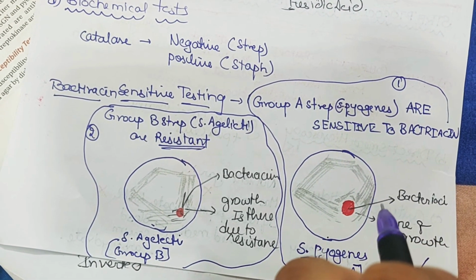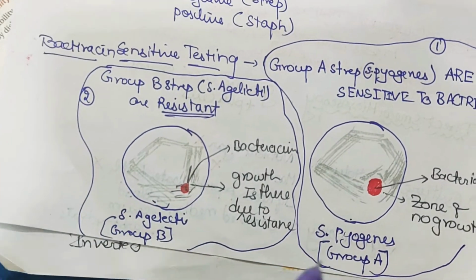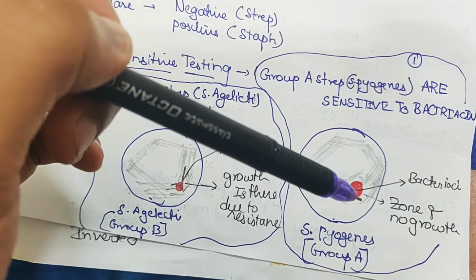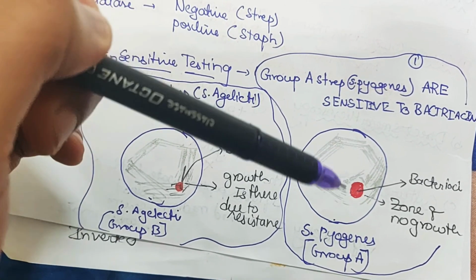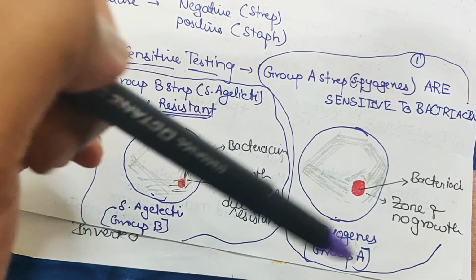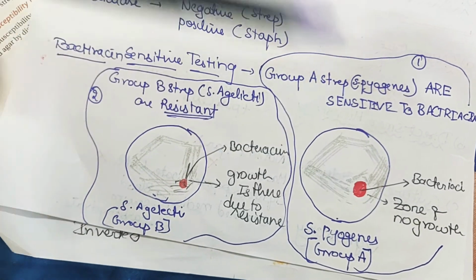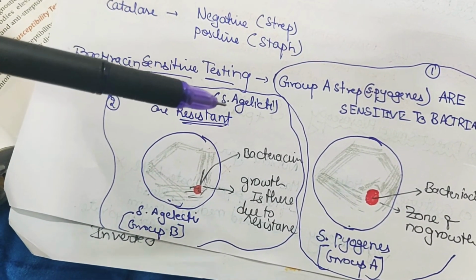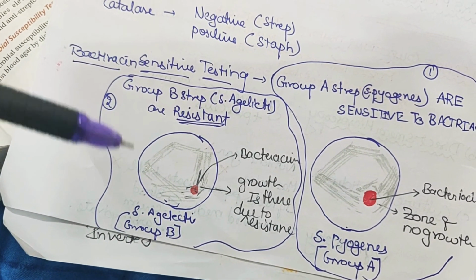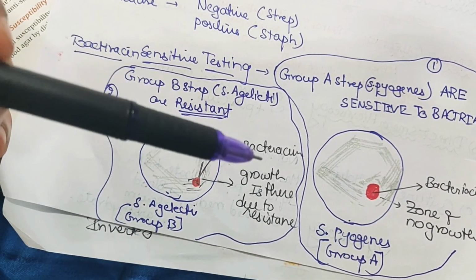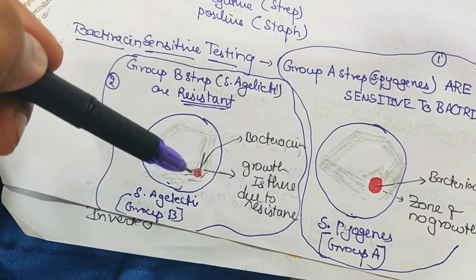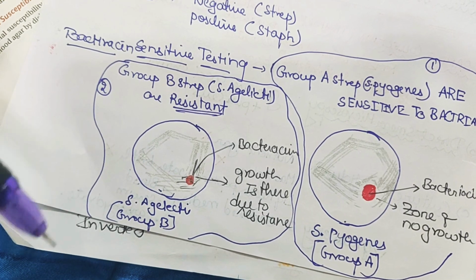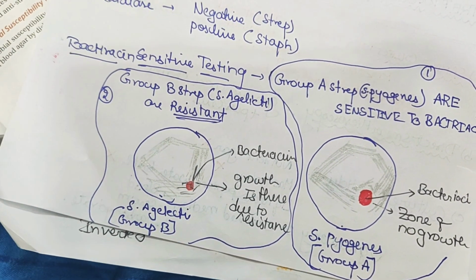Whenever there is bacitracin in the media, surrounding that there will be no growth because Streptococcus pyogenes is sensitive to it and it will die. Whereas group B streptococci, that is Streptococcus agalactiae, is resistant to bacitracin, so it will grow here also surrounding the bacitracin ring. So this is about bacitracin sensitivity testing.